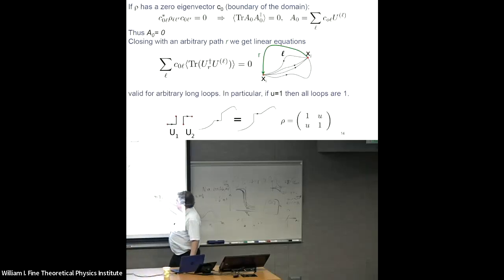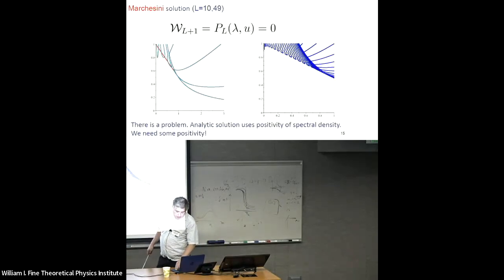And that means that only at the boundary of the space, a particular linear combination of open Wilson loops vanishes. If I close it with another arbitrary Wilson loop, I get a linear equation for all Wilson loops. For example, one can show that if the plaquette is one, all the Wilson loops are one using this, so that's the free theory and things like that.